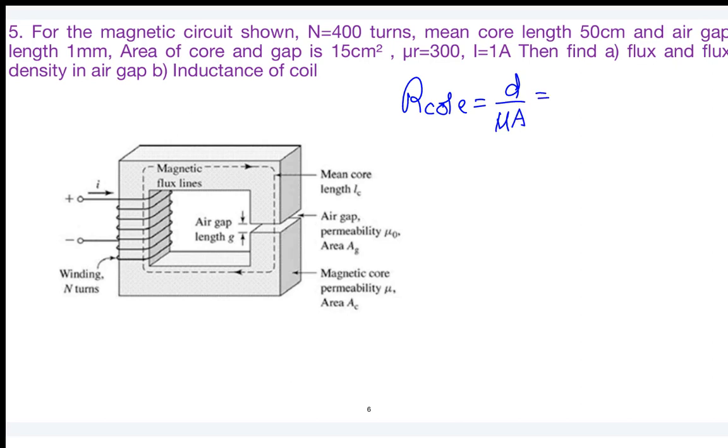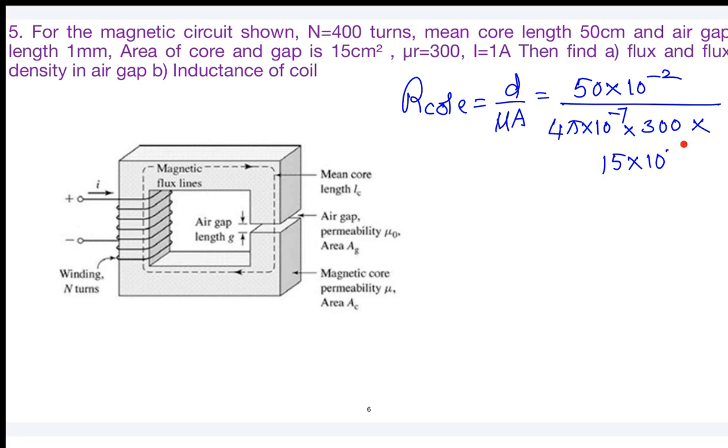Here the value of d is nothing but the mean core length, that is 50 centimeter, into mu is equal to 4 pi 10 power minus 7 into mu r, which is 300 here. The area of cross section of the core is 15 centimeter square, so 15 into 10 power minus 4. You can simplify that. So what is the reluctance of the core you are getting? You can share the answers here.